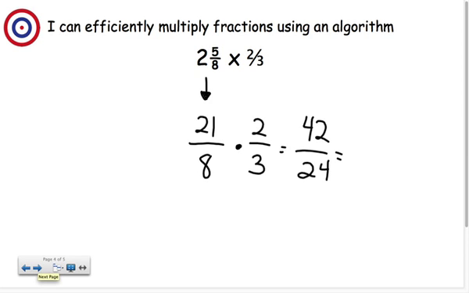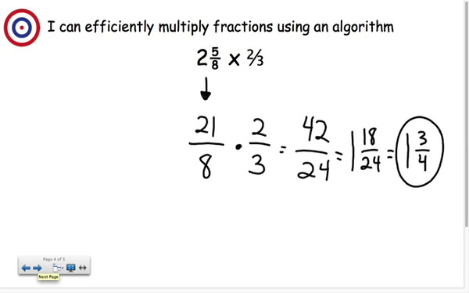So I'm going to change that into a mixed number, and what I have is 1 and 18/24. And again, I'm going to keep working because 18/24 is not a reduced fraction. What I can do is divide the numerator and denominator by 6, and I would get 1 and 3/4, which is my final answer. So in this lesson, you learned how to efficiently multiply fractions using the algorithm.